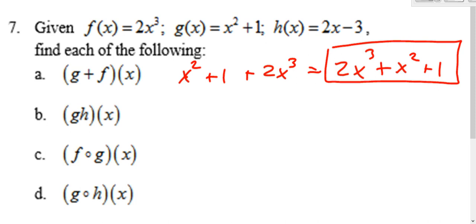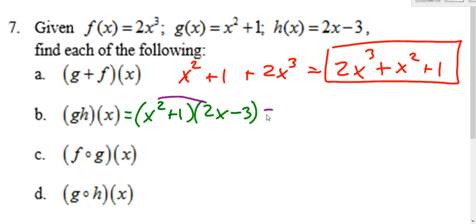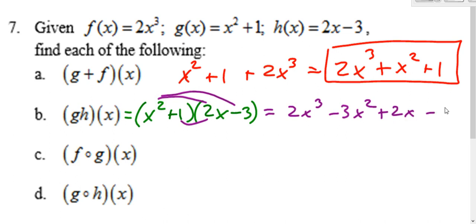G times h for the next one means exactly that. You write out g, you write out h, and then you have to multiply them, which means you have to FOIL or distribute, whatever you want to call it. So 2x cubed minus 3x squared plus 2x minus 3. There's no like term, so that's it.